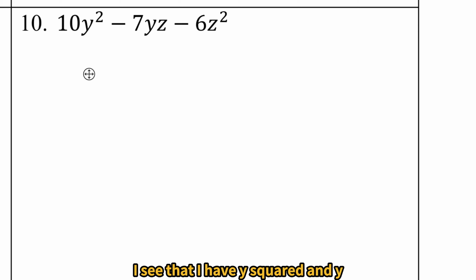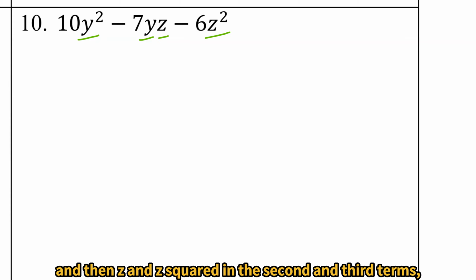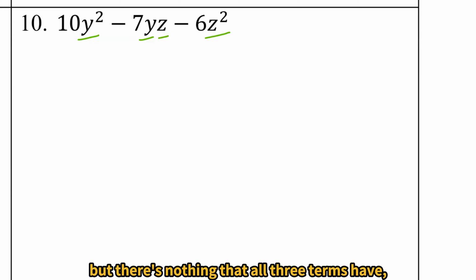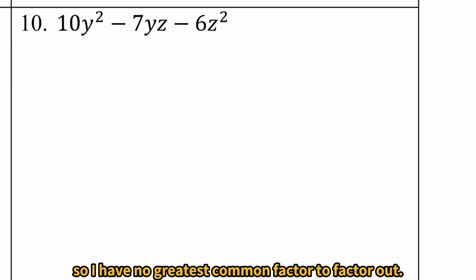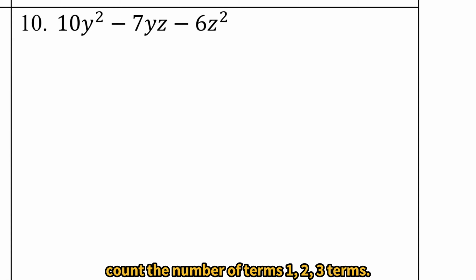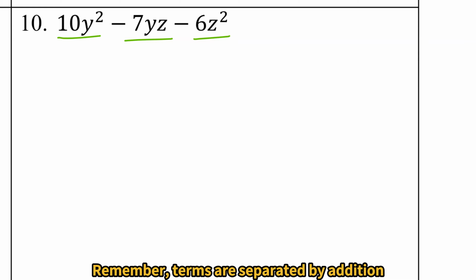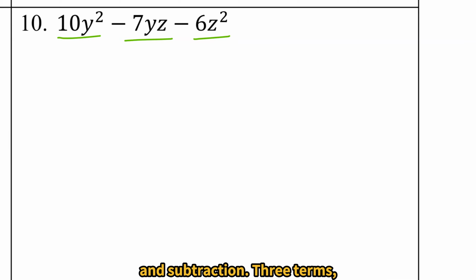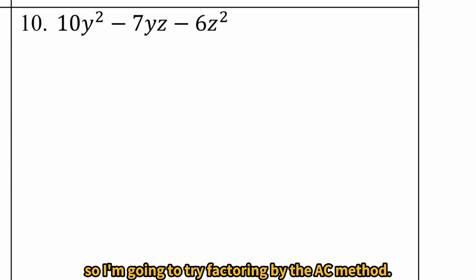I see that I have y squared and y in the first and second terms, and then z and z squared in the second and third terms, but there's nothing that all 3 terms have, so I have no greatest common factor to factor out. The second step says count the number of terms. 1, 2, 3 terms. Remember, terms are separated by addition and subtraction. 3 terms, so I'm going to try factoring by the AC method.